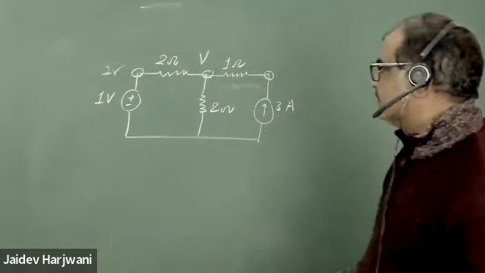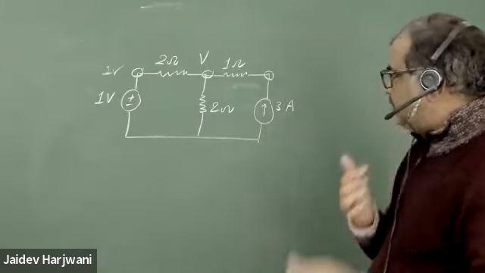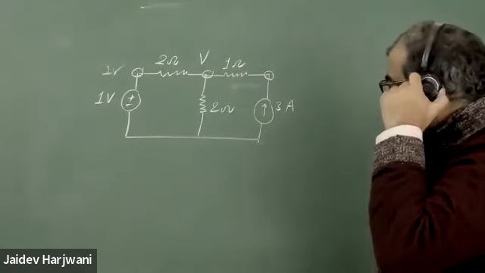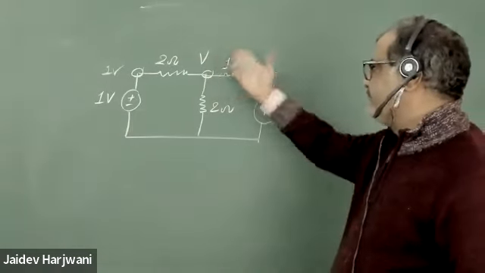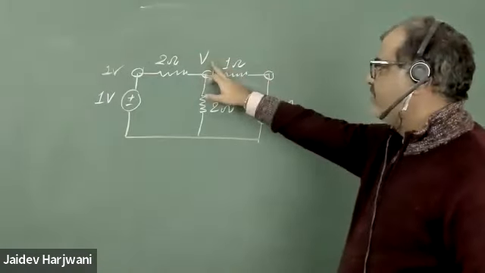How will 3 volt be there? The 3 A into R. We have to see what the actual voltage is. We have to find both voltages, this voltage and the drop.